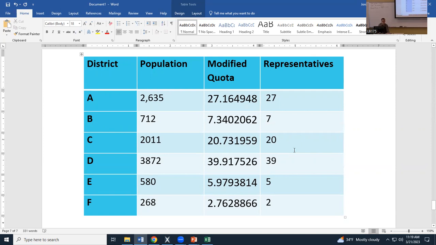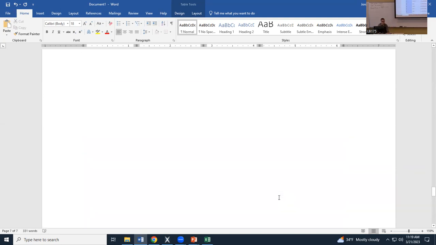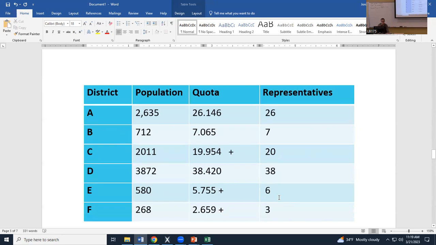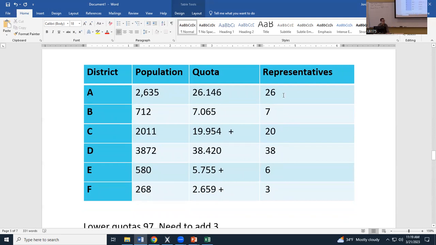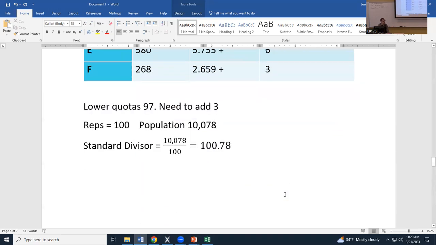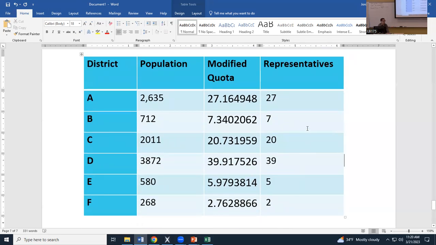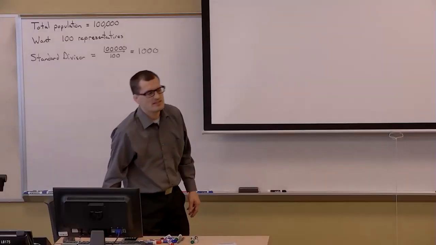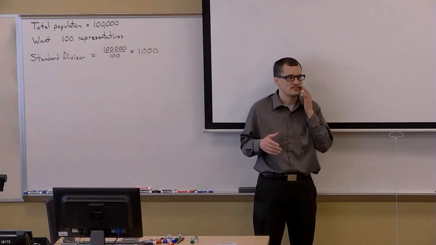Now, because I am going to erase this, I want you to think back to the previous version of this with Hamilton's. So just put in your mind 27, 7, 20, 39, 5, 2. If I scroll back up to Hamilton's, I did not get that; I got 21, 39, 5, 2. So notice Hamilton's did result in a different allocation of representatives than Jefferson's method. Does that make sense? And that kind of gives you a hint at why Hamilton's and Jefferson's methods are different.